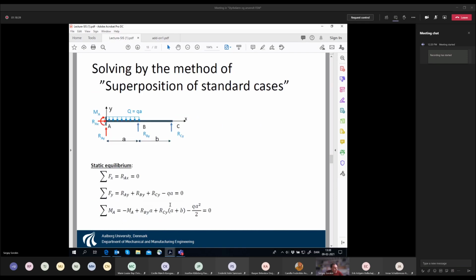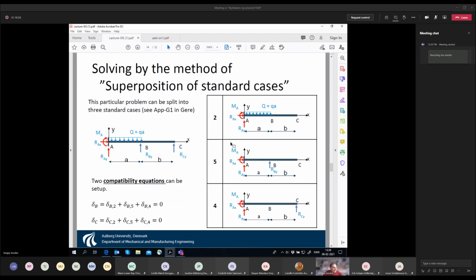Okay, we move on. First, we have these three red forces, and we have three equations. So we write these static equilibrium conditions, but it's not of much help because these forces are still not known. Now we come to a very simple statement. We just have to ensure this compatibility condition, that the displacement of point B is 0 and the displacement of point C is 0.